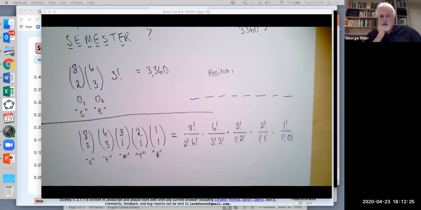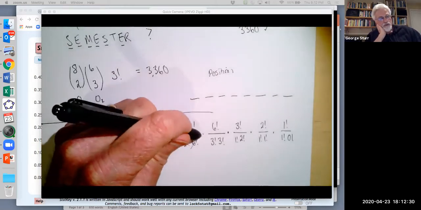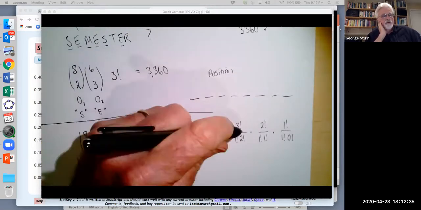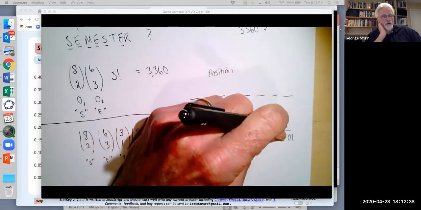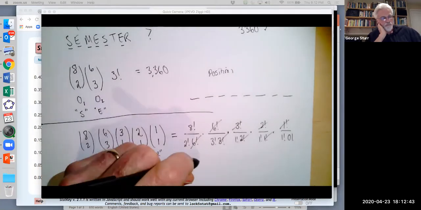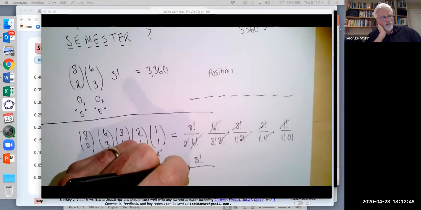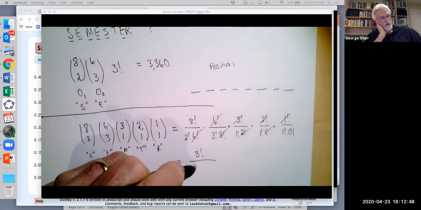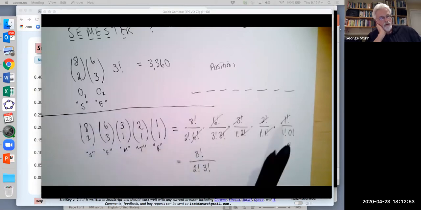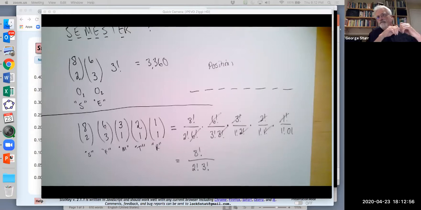Okay, now watch what happens when we clean this up. The 6 factorial here reduces with the 6 factorial up in the numerator. The same for the 3, the 2, and the 1. What are you left with? 8 factorial divided by how much? 2 factorial times 3 factorial times 1 times 1. That's not worth writing.